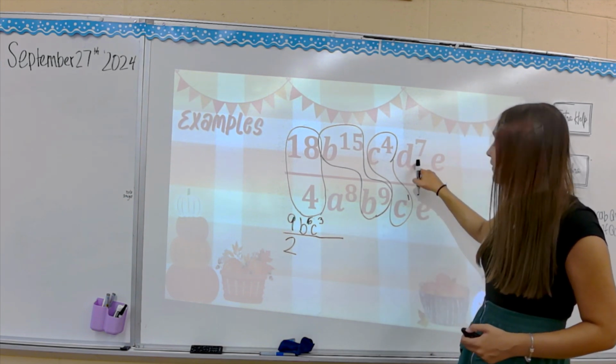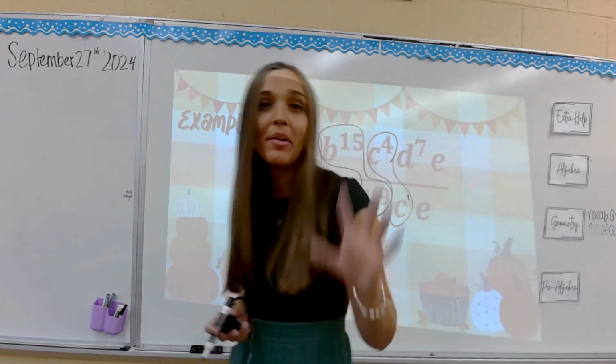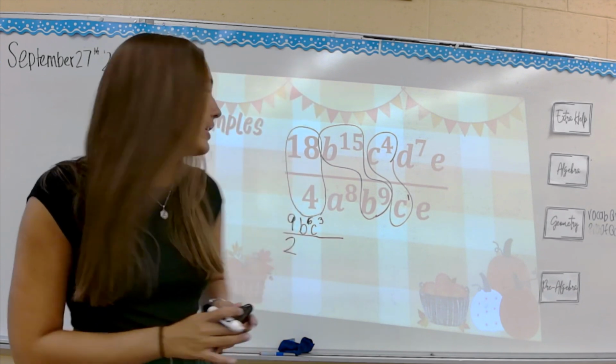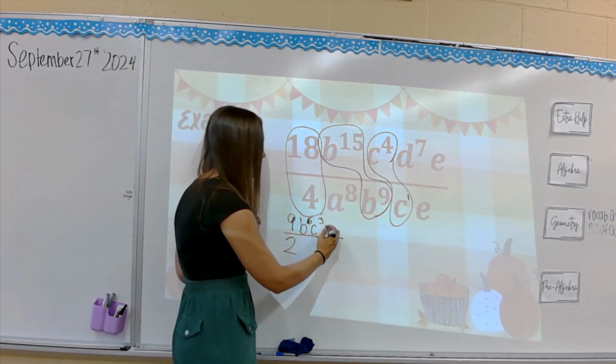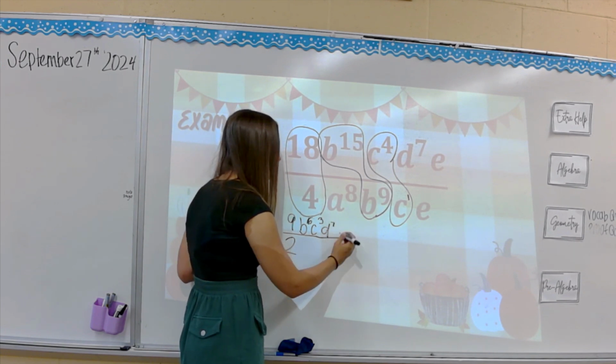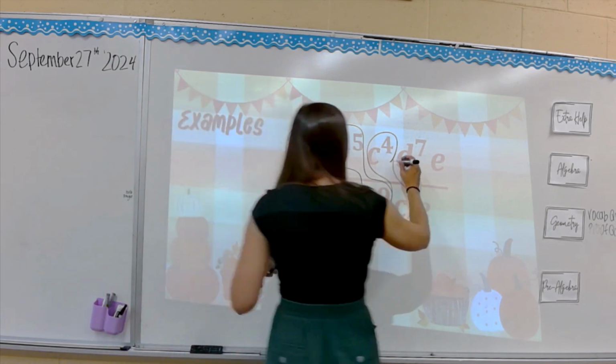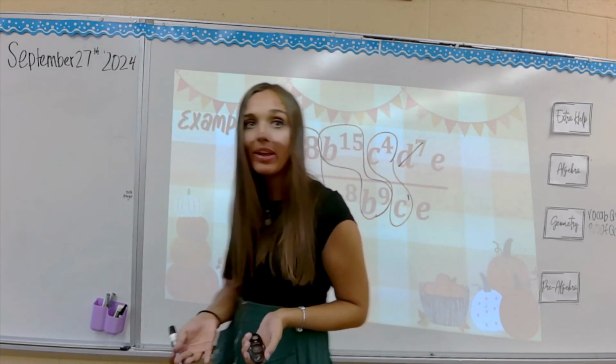Then I have a d to the 7th. Once again, like we saw before, if there's something in the numerator and nothing to go with it, not a like term in the denominator, we leave it where it is. So I'm going to leave it as d to the 7th. I already did it, so I'm going to cross it out so I remember I already wrote it.